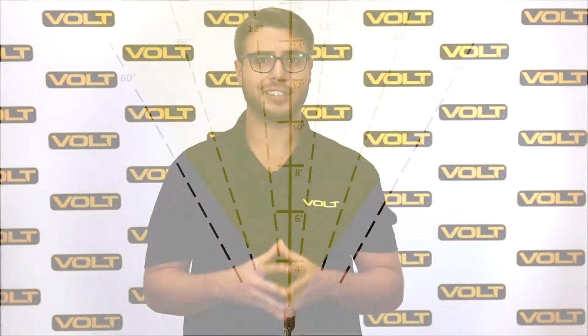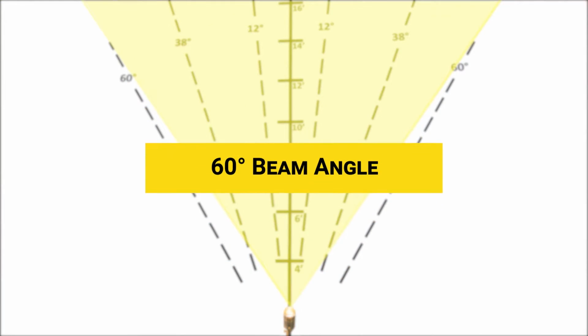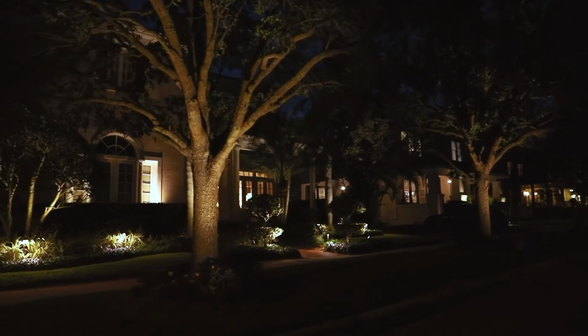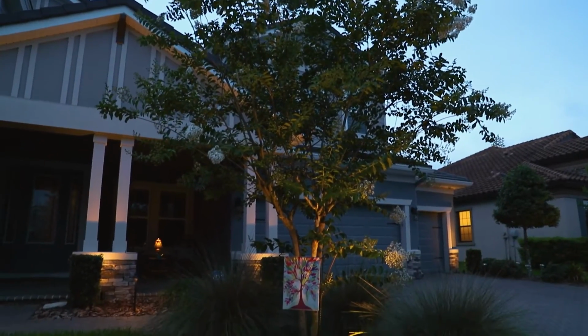An excellent all-purpose beam angle that looks nice on both house facades and plants is our 60 degree wide flood, the most common floodlight beam angle. This angle gives wide coverage while avoiding a noticeable cone of light for more natural, even illumination. This angle is great for illuminating wider plants and trees such as Japanese maples or crepe myrtles.